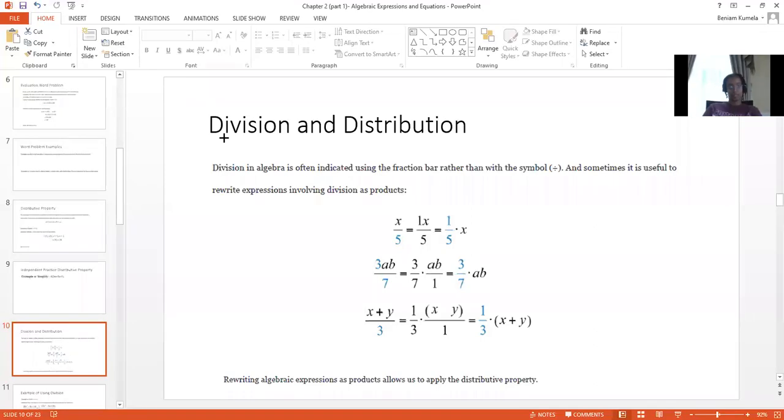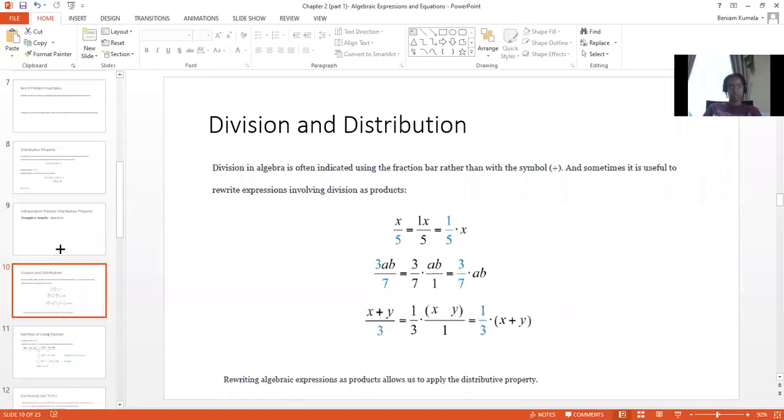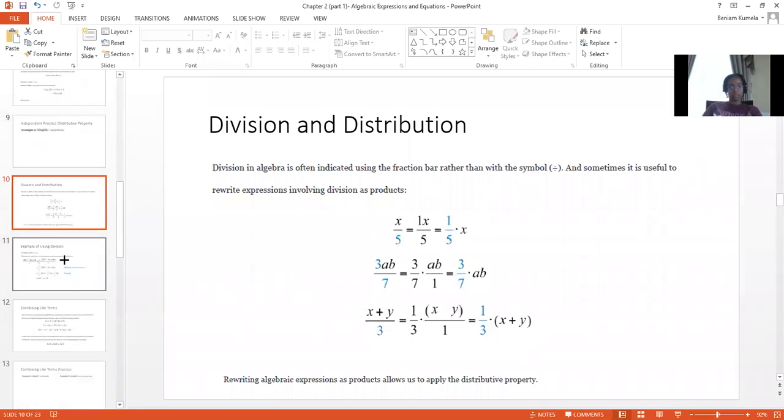Does this slide make sense before I go to an example of using this? Good.